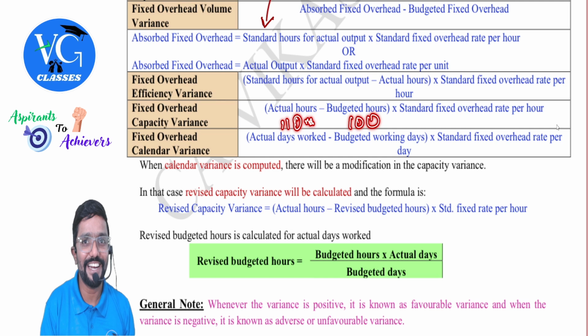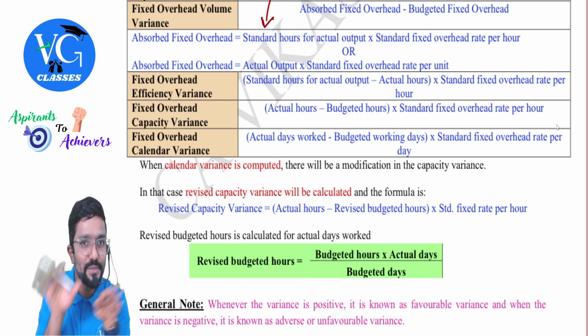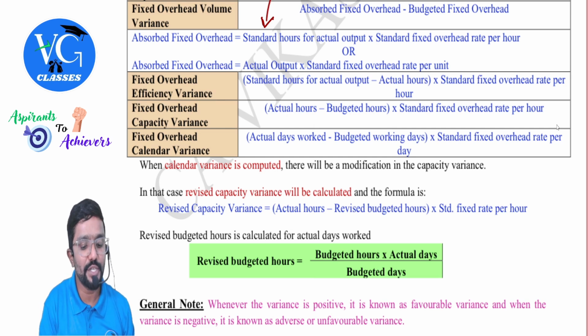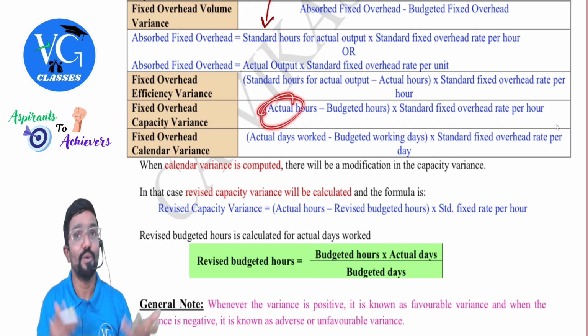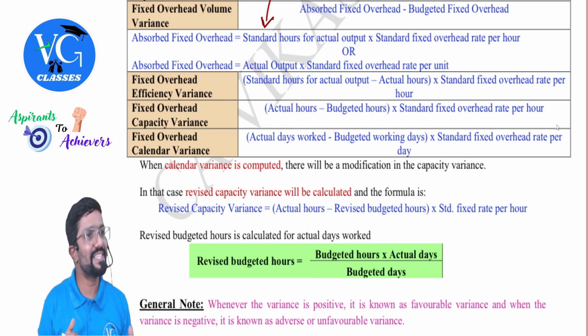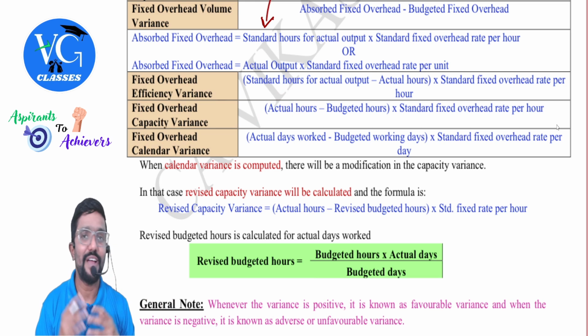Overutilization. Clear? So, will you have positive or adverse now? Positive. Clear? So that is why the position is interchanged. When it comes to capacity, guys, if actual is more, good. If actual is less, bad. If actual is less, that means what, sir? We have underutilized the capacity.